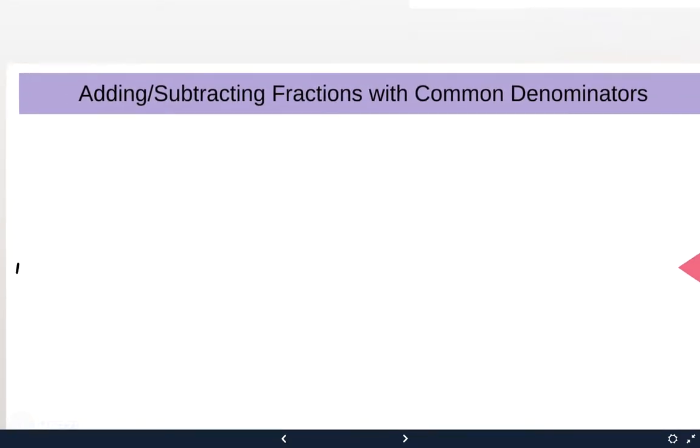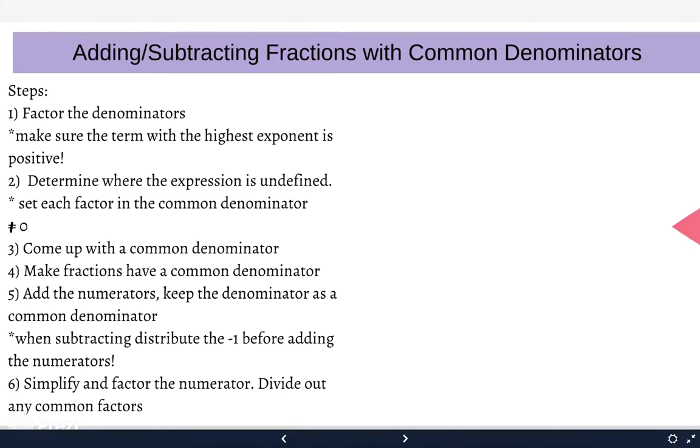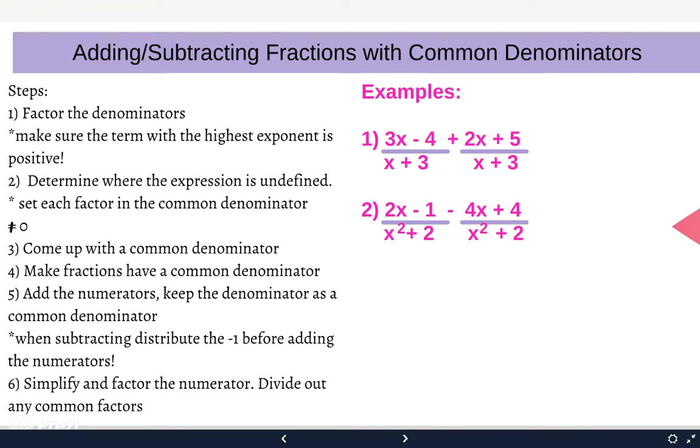We're going to be applying these same concepts when we have polynomials. So get excited. If you see here, these polynomials have the same common denominator. The common denominator in the first example is x plus 3, and in example 2 it is x squared plus 2. Here are the steps we use when we add and subtract fractions with common denominators.